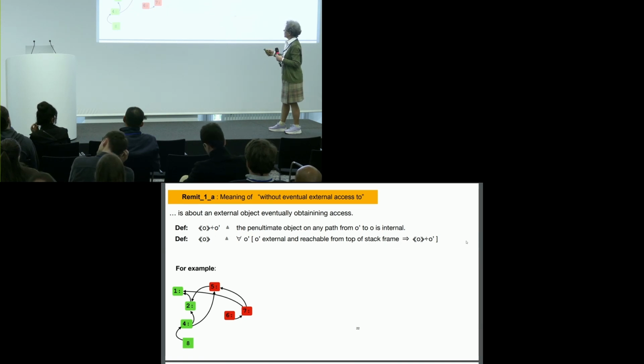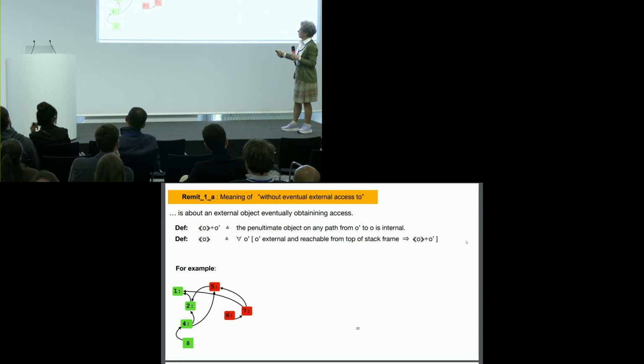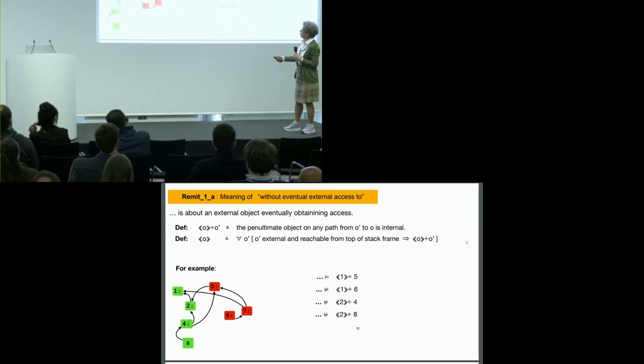Okay, so without eventual external access is described in two steps. We first define what does it mean for an object to be protected from another object. And the object is protected from another object if, taking any path from O prime to O, the penultimate object must be internal. So if I take here any path from 5 to 1, then I must go through an internal object.